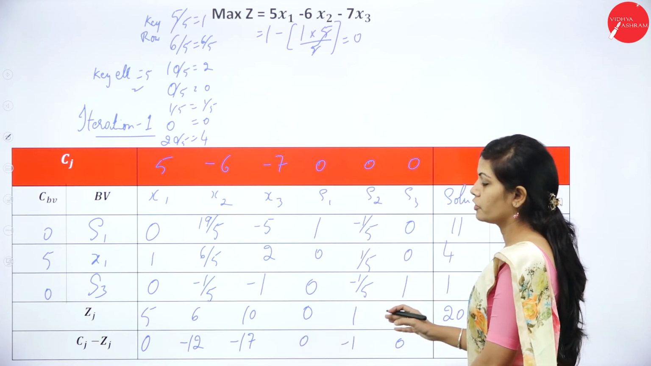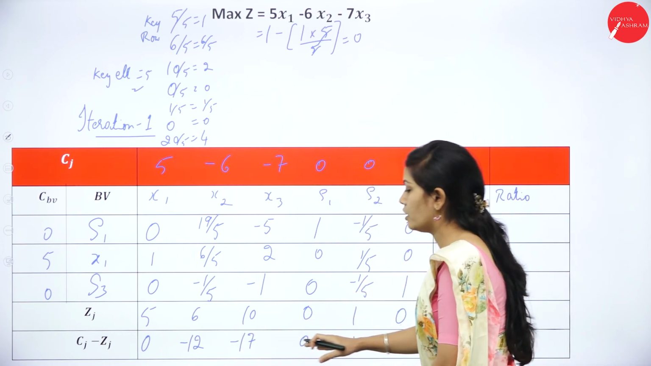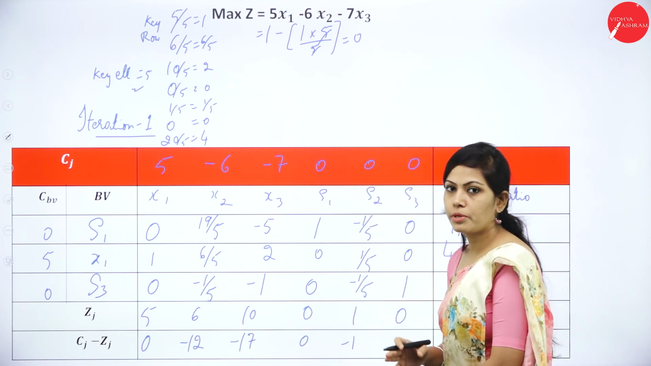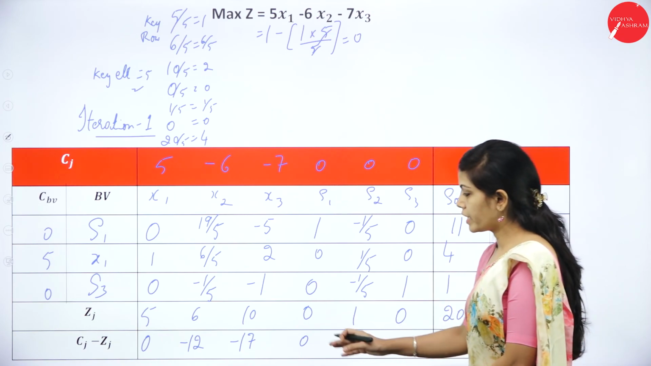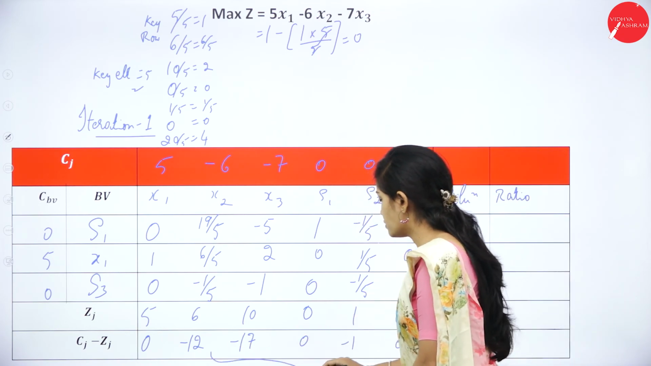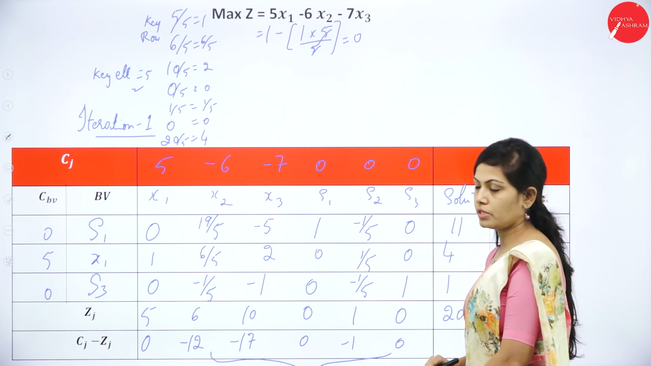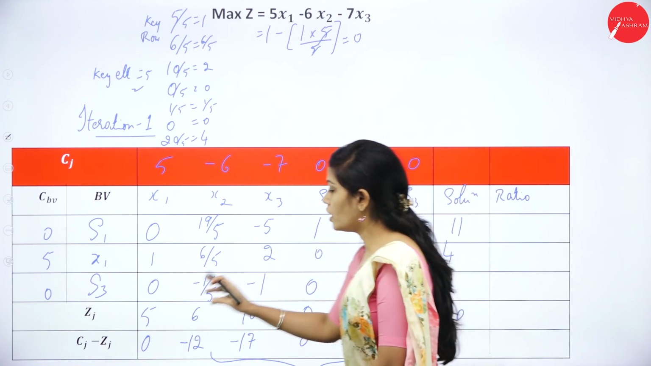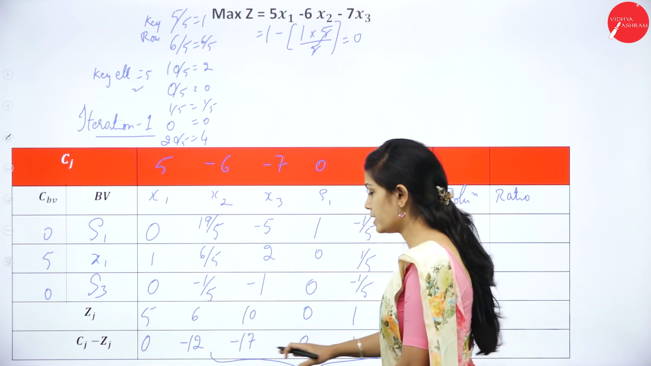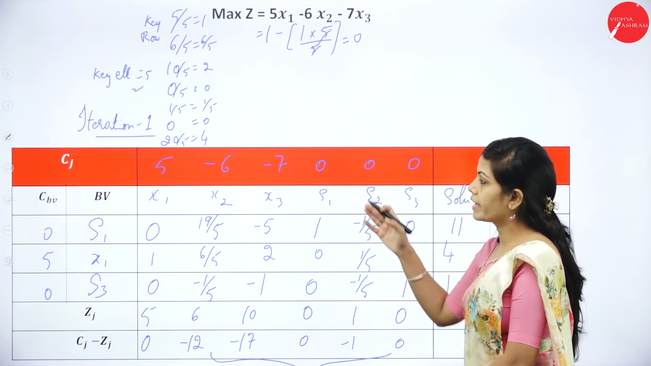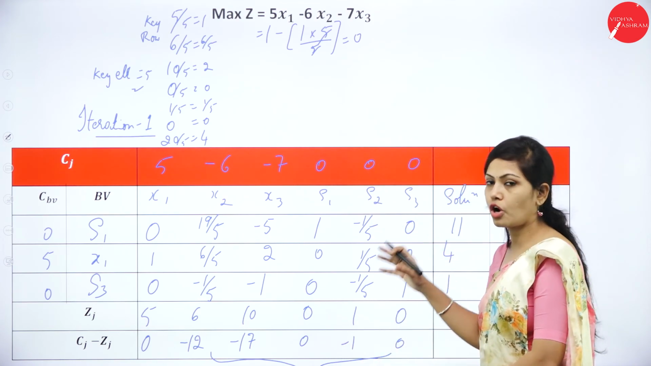So now we got all the negative values. So it is satisfying the optimality condition. So now we can stop the iteration because it is satisfying the optimality condition. For a maximization problem, all Cj minus Zj values are always negative only. So till that we can continue the iterations. Now we will stop the iteration.